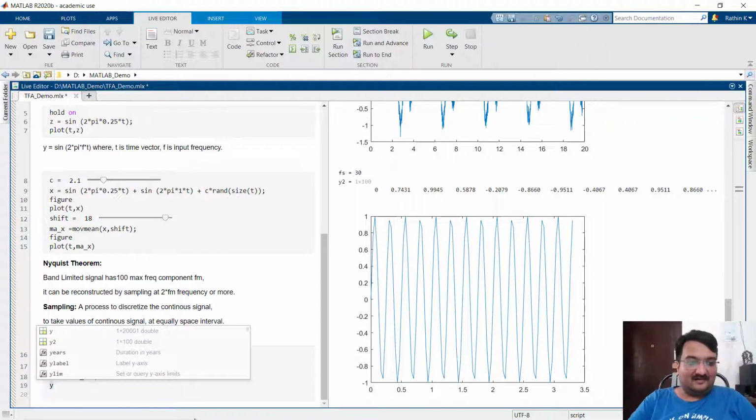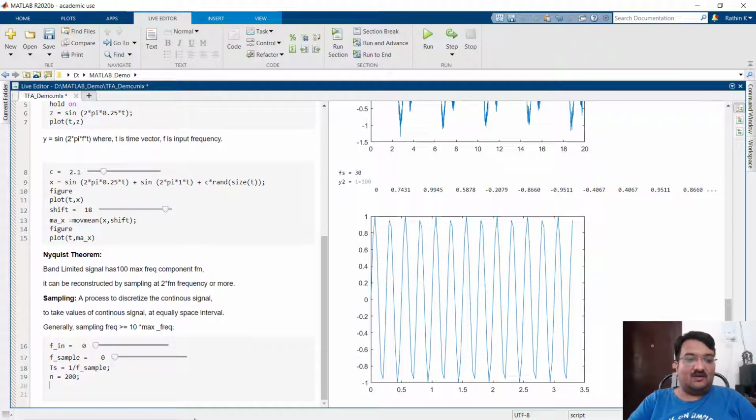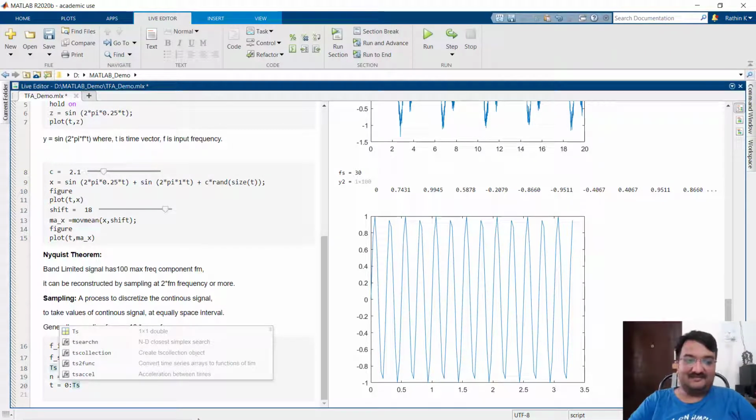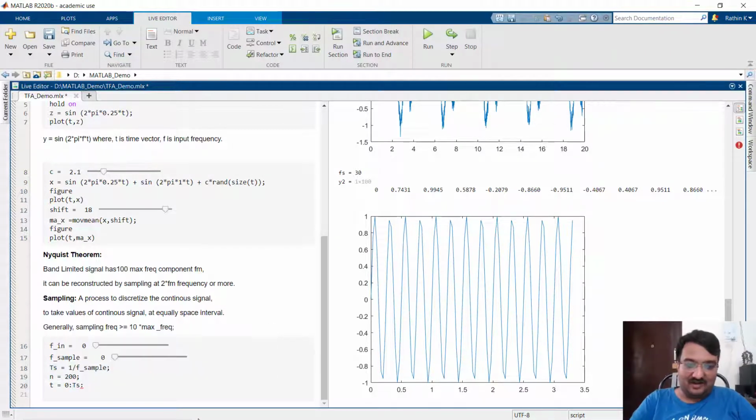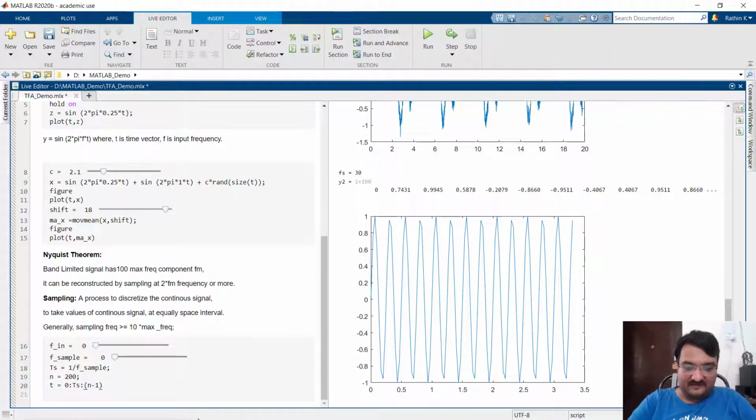Also you can get your output, we'll find out how much finite sequence you want. So let's take 200 samples, and now we need to get a time vector. The time vector can be obtained from 0 to Ts, at every Ts interval, the sampling interval. It will record till how much time you need for 200 samples, so (N minus 1) into Ts.